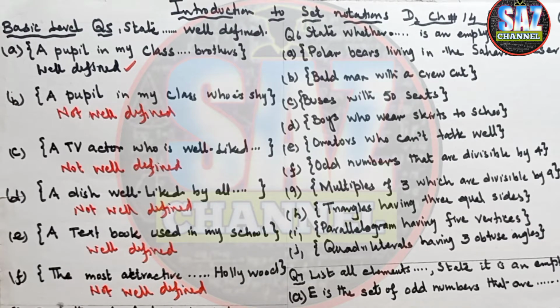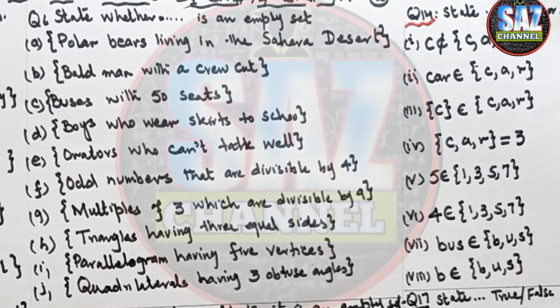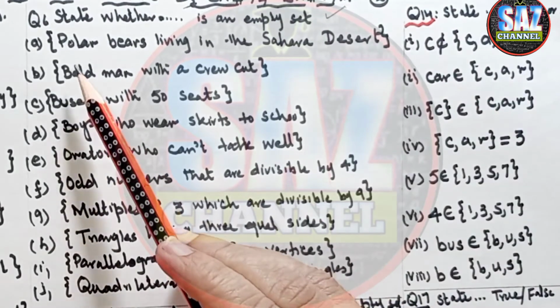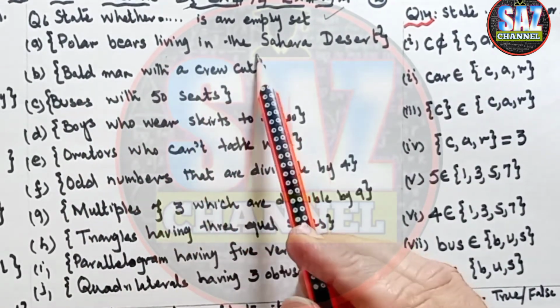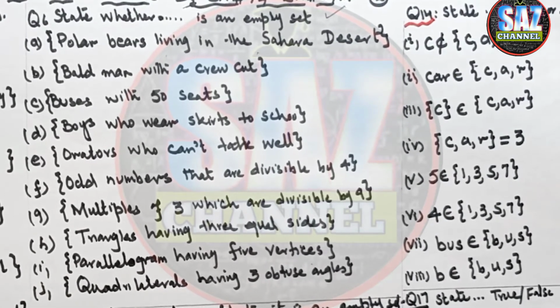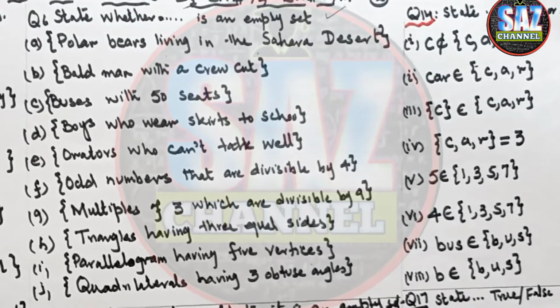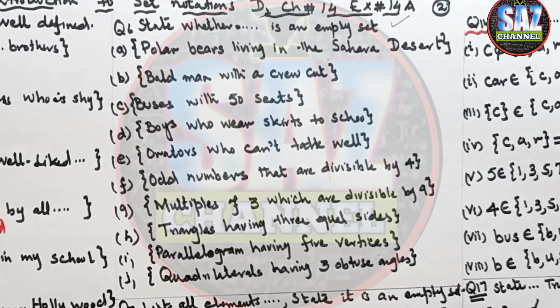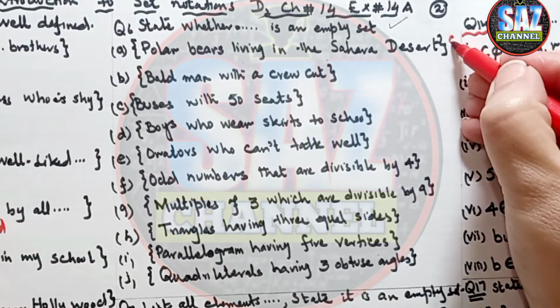I hope you are clear about these problems, and let me move to the next question. Question 6 says: state whether each of the following is an empty set or not. The first part is polar bears living in the Sahara Desert. So what do you think? Can polar bears survive in the Sahara Desert? No. So it's an empty set.